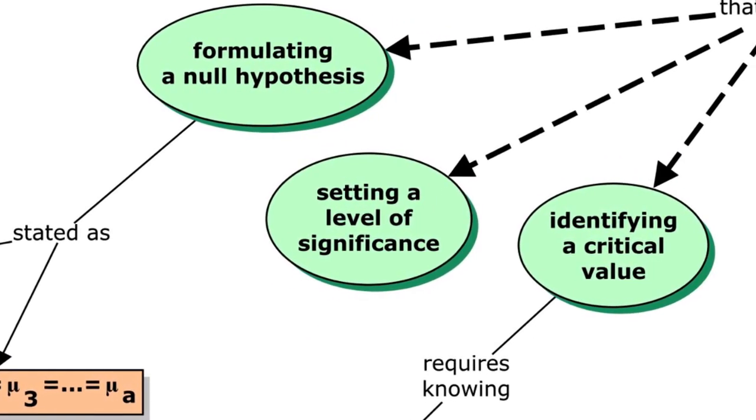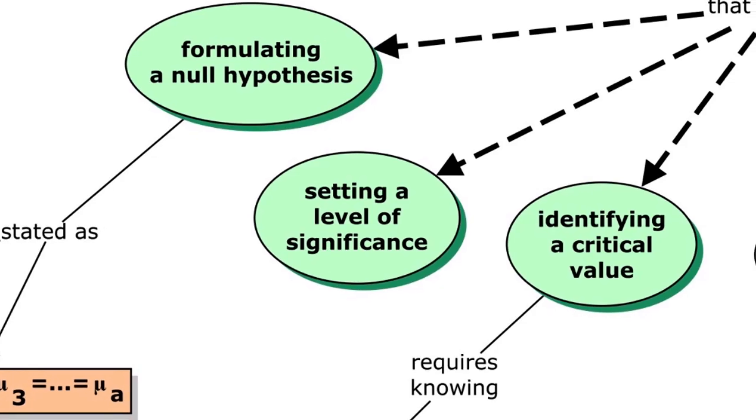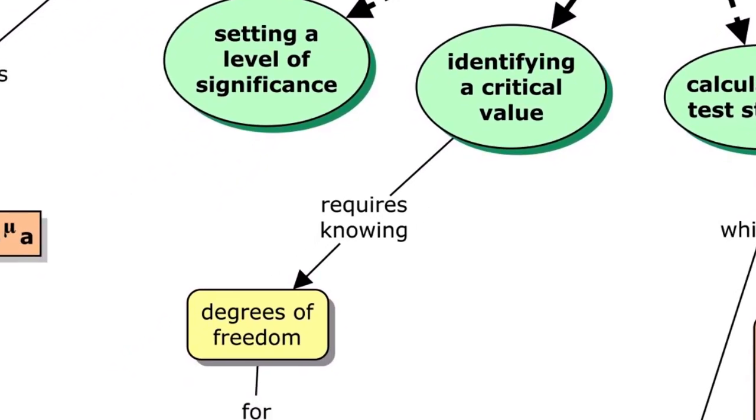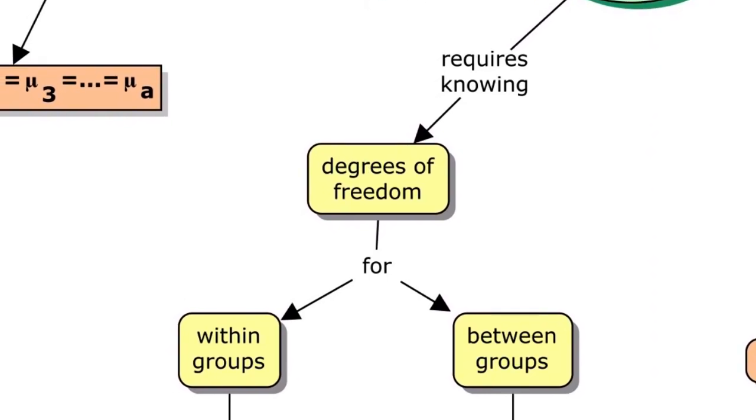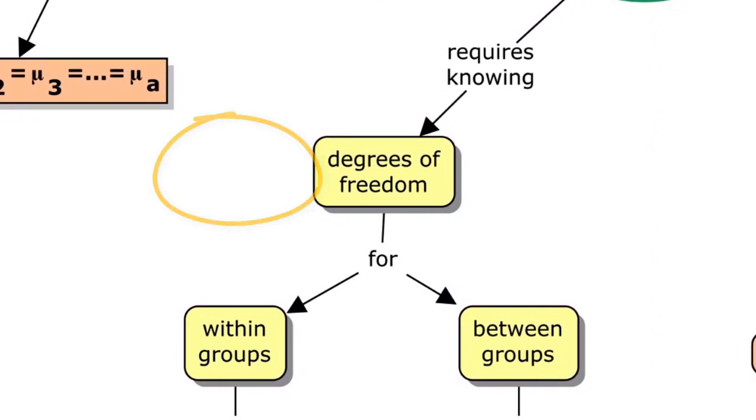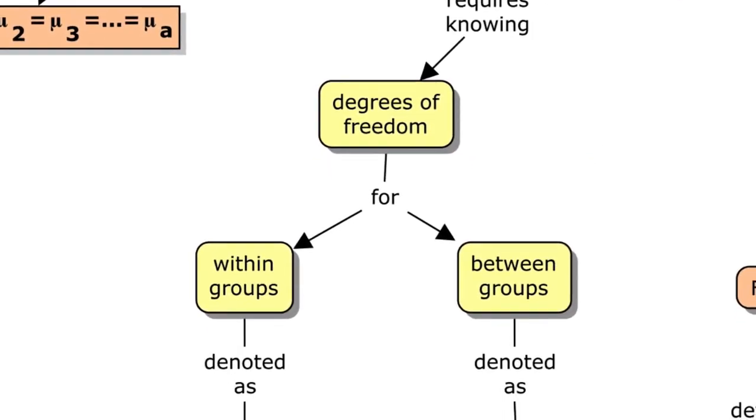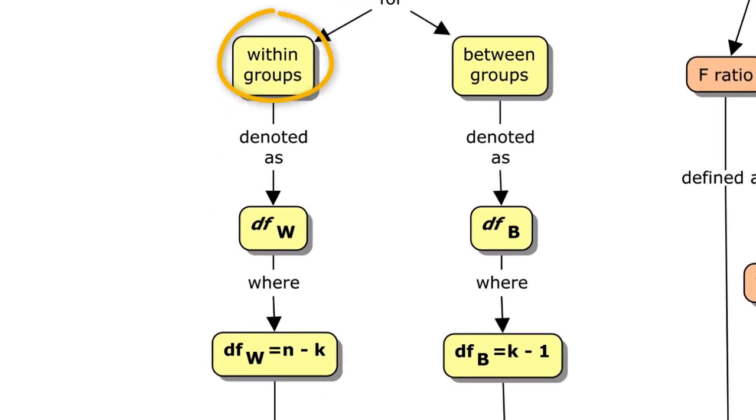The level of significance, step 2, is set in advance by you, the researcher. Not much more needs to be said about this. You'll either set a level of confidence at 95% or 99%. You then need to identify the critical value, and this requires knowing the degrees of freedom. Except in this case, we need to know 2 different degrees of freedom. 1, the degrees of freedom for within groups, and 2, the degrees of freedom for between groups. The degrees of freedom within groups is denoted by df sub w. This is just notation. We also have a similar notation for degrees of freedom between groups, denoted as df sub b.